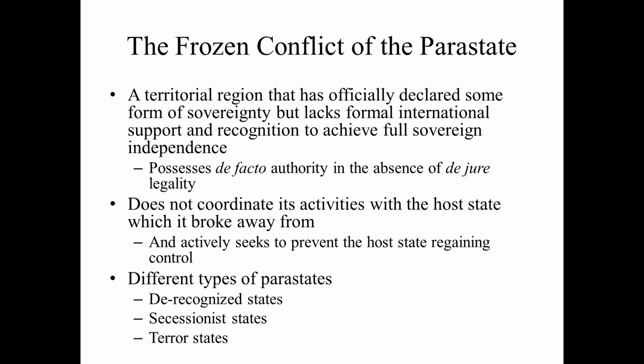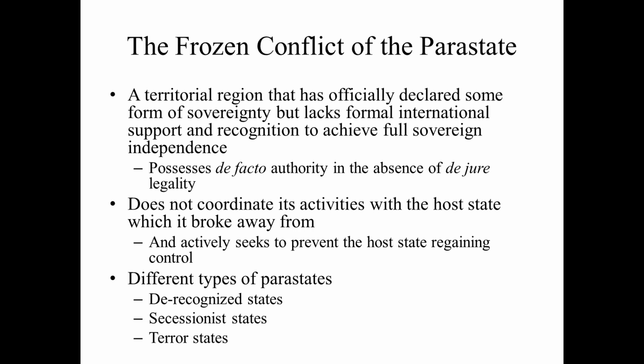The thing about these derecognized states is that they don't have UN recognition, and they are prevented from achieving full sovereign status by not so much a host state, but really a rival state, right? So for Taiwan, it's the People's Republic of China. For the Palestinian territories, it's Israel. And for Western Sahara, it is Morocco. I don't need to go too much into that.